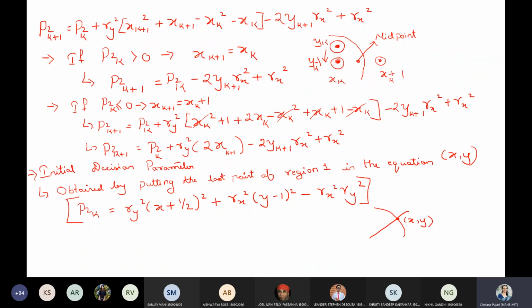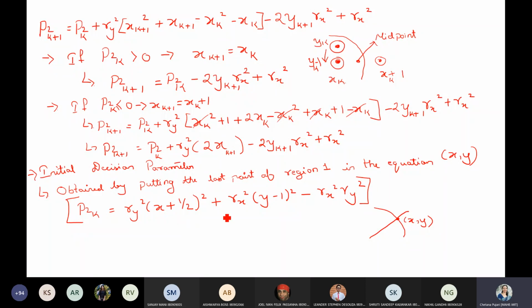So at the end of region 1, you are going to select a condition, that is when dx is equal to dy, your slope is equal to minus 1. Hence, you are going to select that value of x and y, such that dx is equal to dy, if it satisfies that condition. So that x and y value you are going to substitute in the equation of your P2 of k, right?